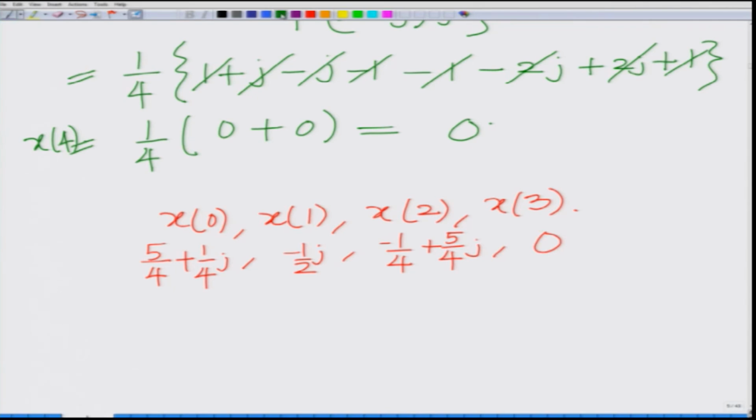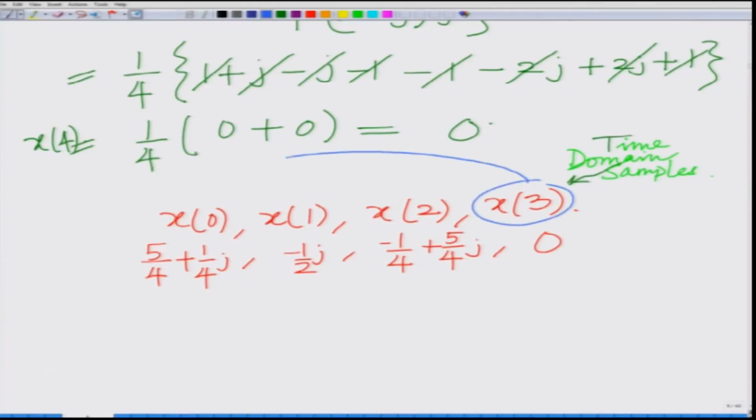What I have done is beneath each time domain sample I have written the corresponding value of the sample. And now what we do, as we said: we have generated the samples small x0, small x1, small x2, small x3 as the IFFT of the symbols capital X0, capital X1, capital X2, capital X3, which are loaded onto subcarriers.